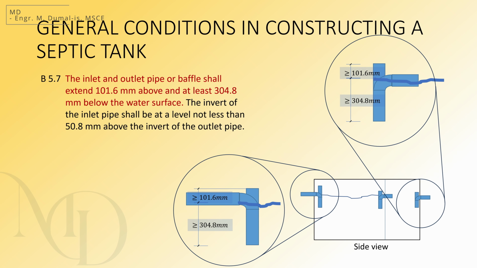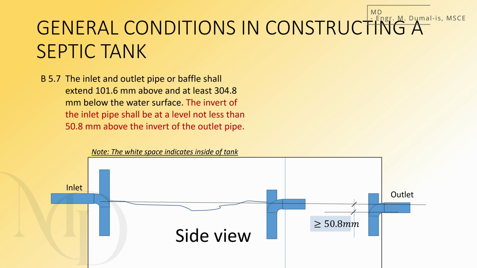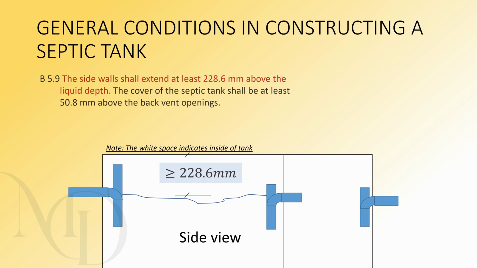This means that both the inlet and outlet baffles extend vertically, 101.6 millimeters above the waterline, and 304.8 millimeters below it. This arrangement helps guide flow and maintain proper separation of scum and sludge. At the same time, the inlet pipe is slightly higher than the outlet pipe. Specifically, the inlet invert must sit at least 50.8 millimeters above the outlet invert. This small drop ensures wastewater flows smoothly through the tank without backing up.